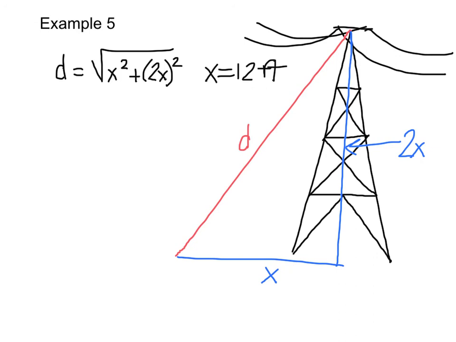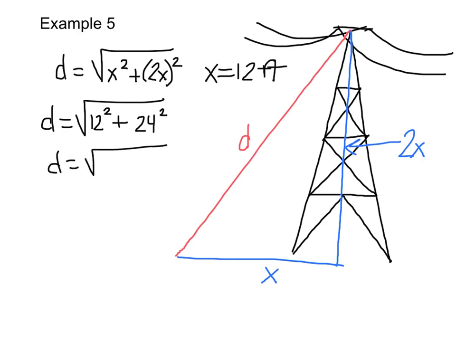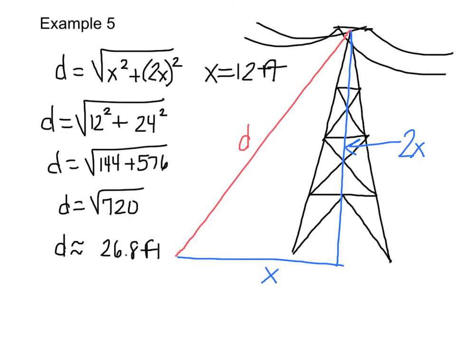So let's take the 12 and plug it in. D equals the square root of 12 squared plus 2 times 12, which gives us 24 squared. So D equals 12 squared, which is 144, plus 576. We add those together, get the square root of 720, which, if we approximate this, would give us approximately 26 and 8/10 feet. So we would actually say that the wire is about 26.8 feet.